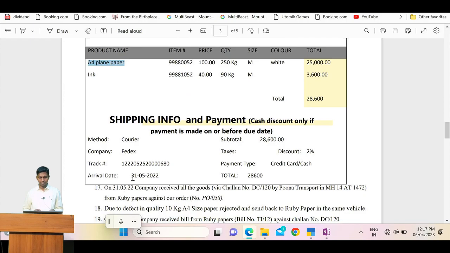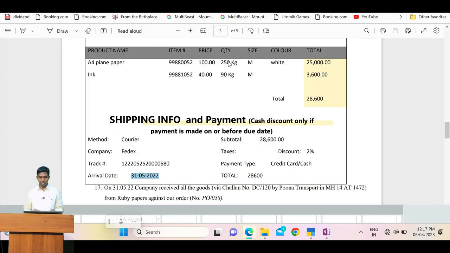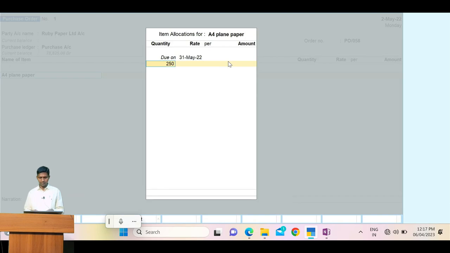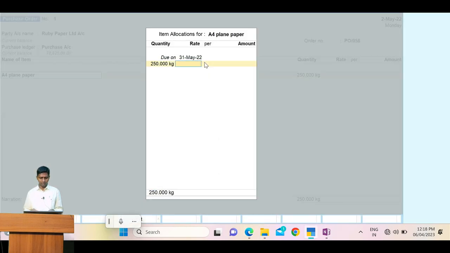Due on, due arrival date: before 31st May, you want, 31st May. Quantity 250 kg, 250. We have given the unit already, therefore you will directly get kg, no need to provide. Then price 100 per kg, 100 per kg, 25,000.